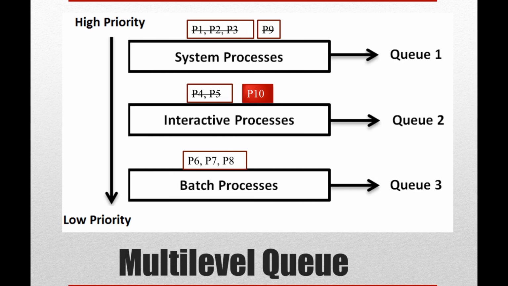So here is when starvation comes into the picture. If the higher priority queues never become empty, like in our example, there are always processes filling in the system or interactive queues, the batch processes will never get to be executed.